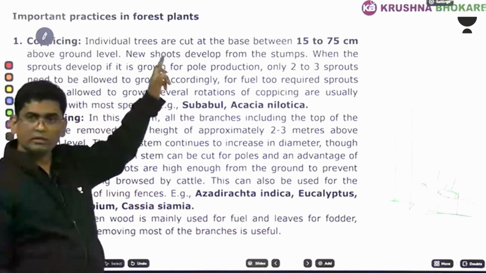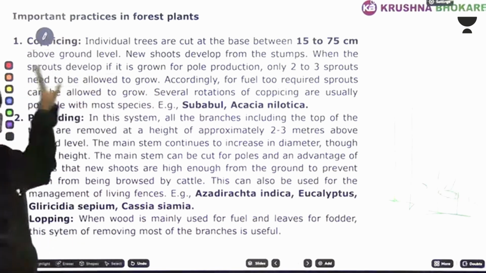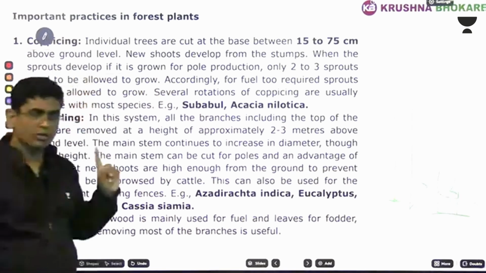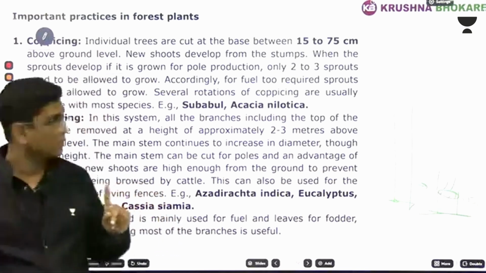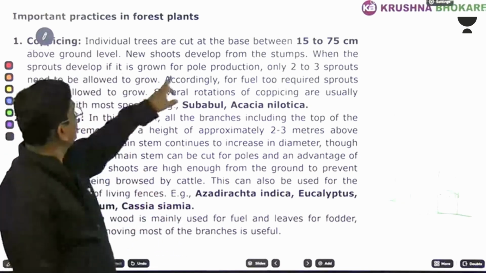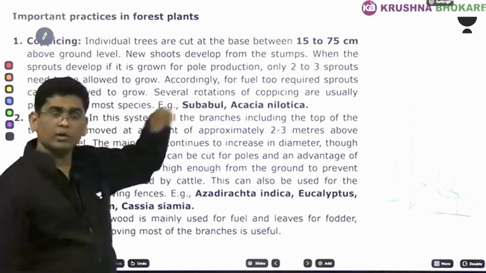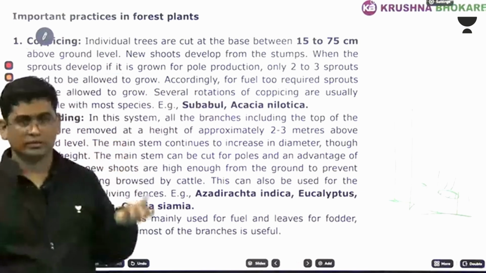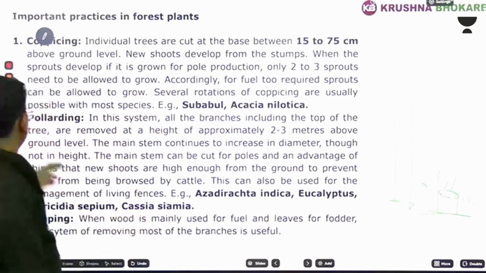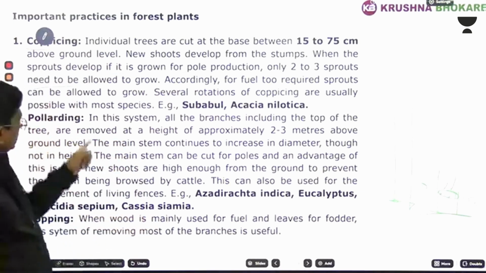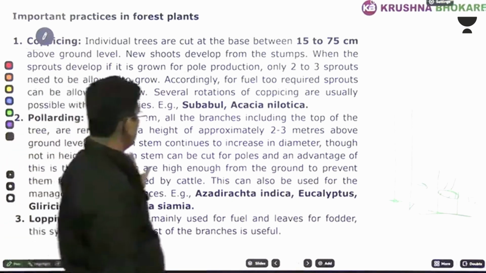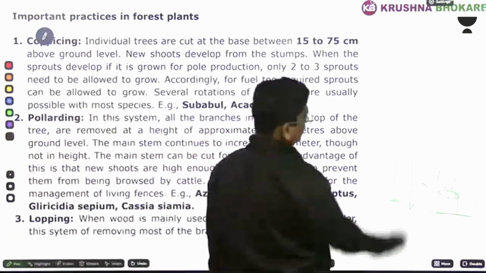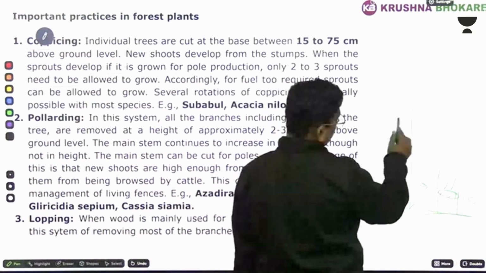Subabul, Acacia nilotica: coppicing is done. Coppicing is done only for what purpose? Production of stumps or what? Pole production. Poles were previously used for building construction. Then pollarding. In this system, what happens? All branches, including the top of the tree, are removed, at a height of approximately 2 to 3 meters. Let's say this is the tree. So what are they doing?